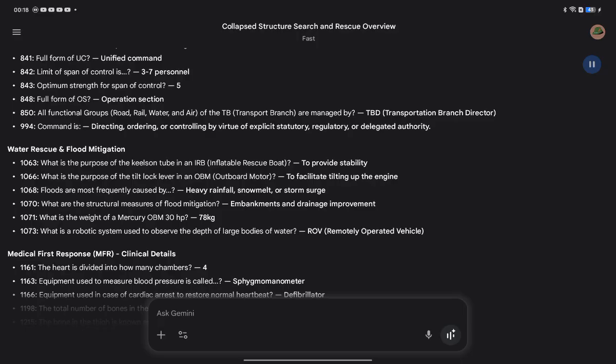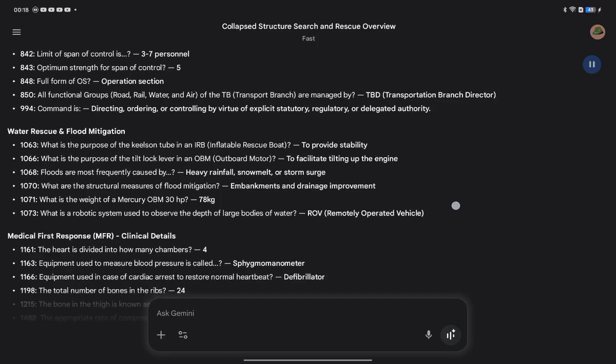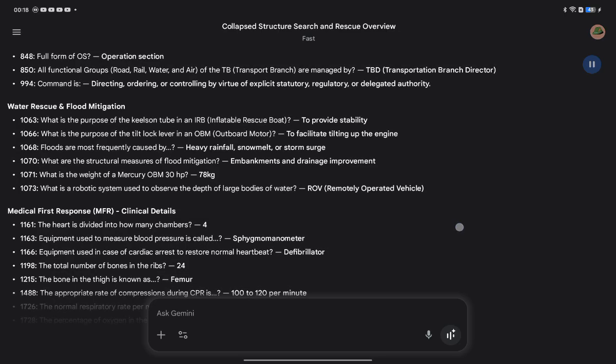842. Limit of span of control is 3 to 7 personnel. 843. Optimum strength for span of control 5. 848. Full form of OS? Operation section. 850. All functional groups, road, rail, water and air, of the Transport Branch are managed by the TBD, Transportation Branch Director.